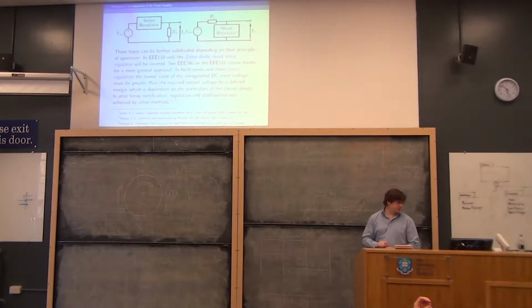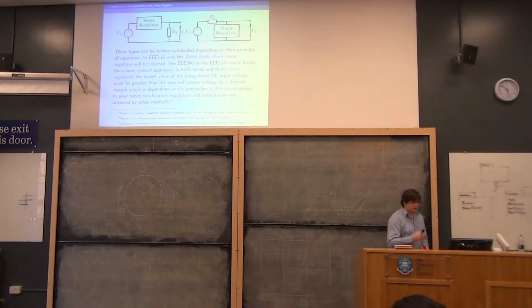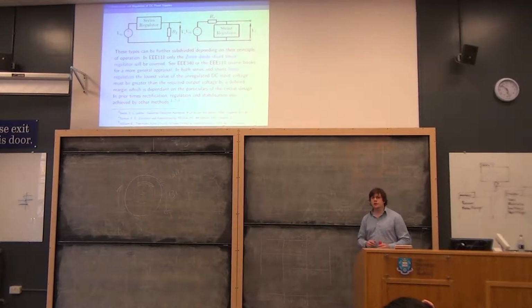So if you look in whatever 340 now is, or in the course books for 118, which I said in lecture 1 were Horowitz and Hill, Sedra and Smith, and Millman and Grabel, you can get a good survey of the various linear regulators that exist. And you could look into some switching regulators as well. But we're not going to talk about any of that here.